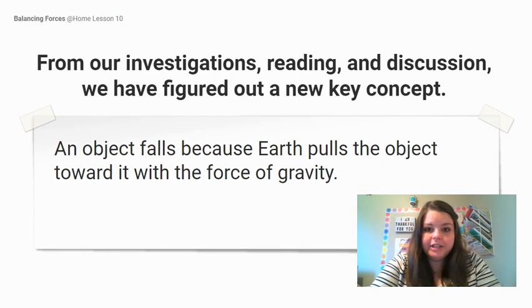From our investigations, our reading, and our discussion, we figured out a new concept today. An object falls because Earth pulls the object toward it with the force of gravity. So every time you see an object fall, it is because the Earth is pulling the object toward it with the force of gravity. That's a pretty big concept to think about. Nice work today, scientists. Get working on your data table now.